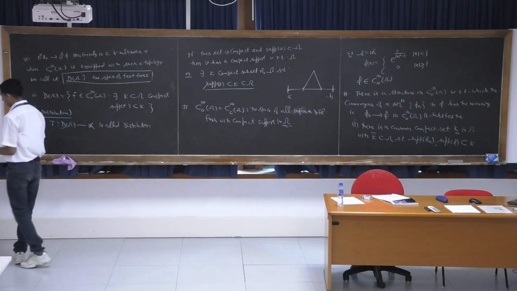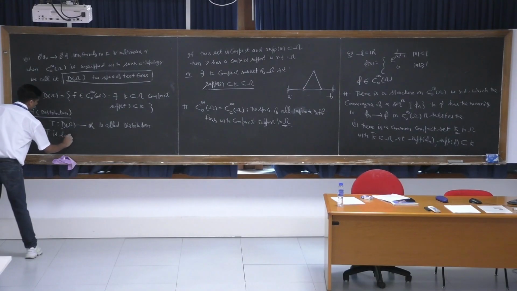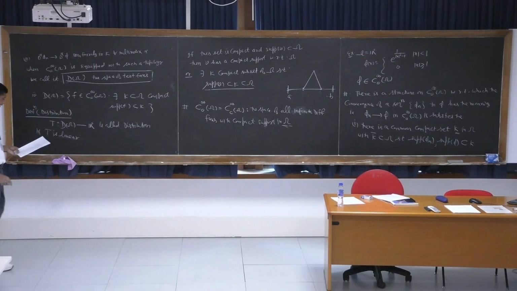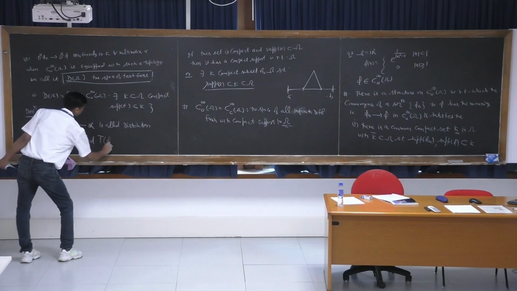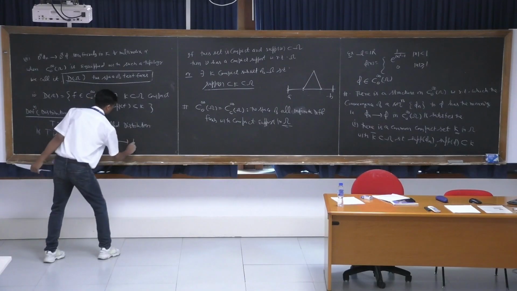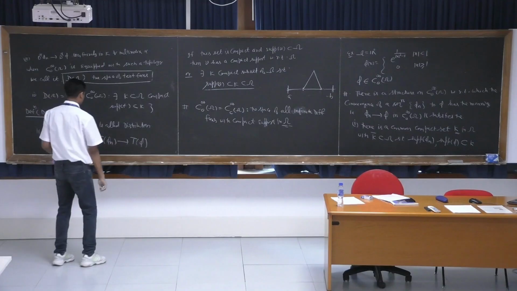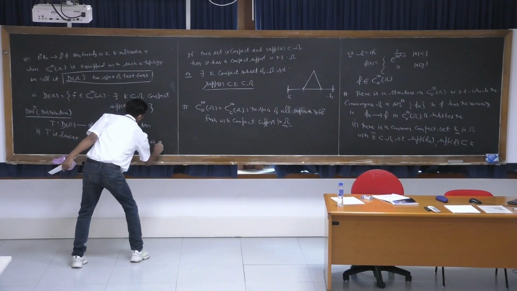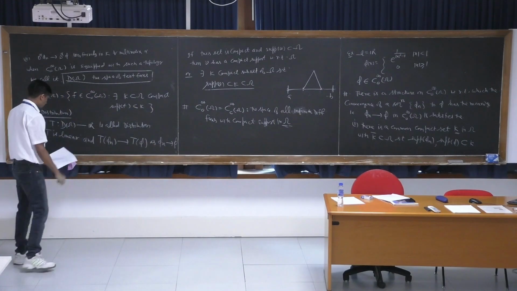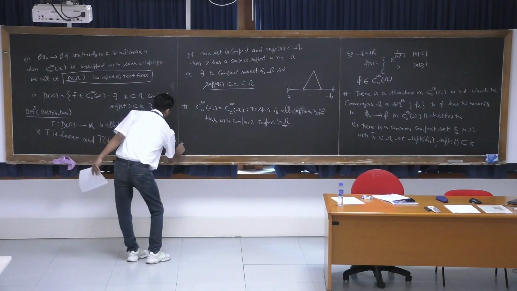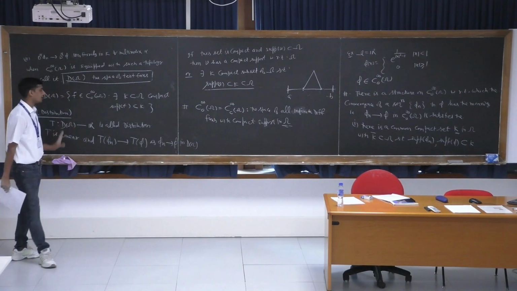It's called a distribution if T is linear and T of phi n converges to T of phi as phi n converges to phi in D of omega. Then this T is called a distribution.